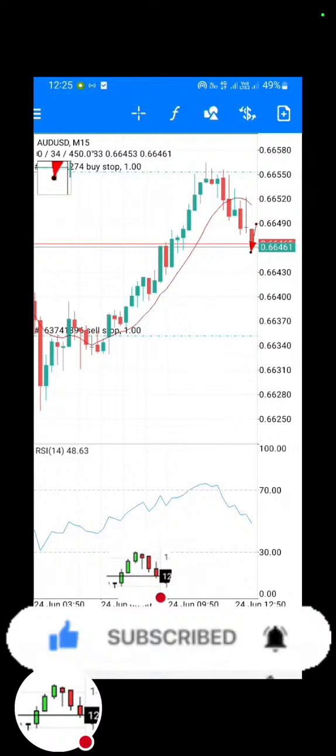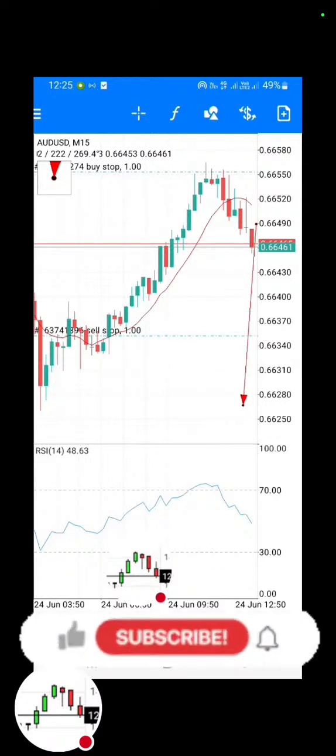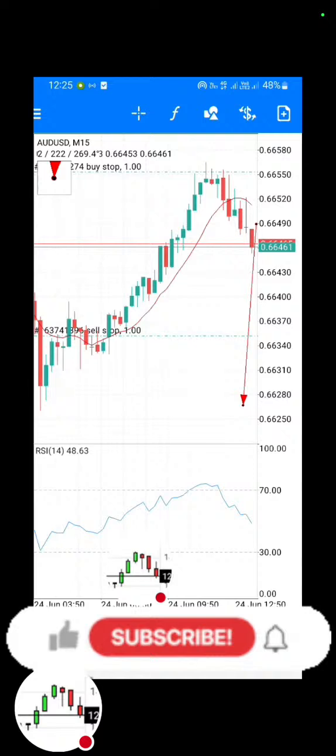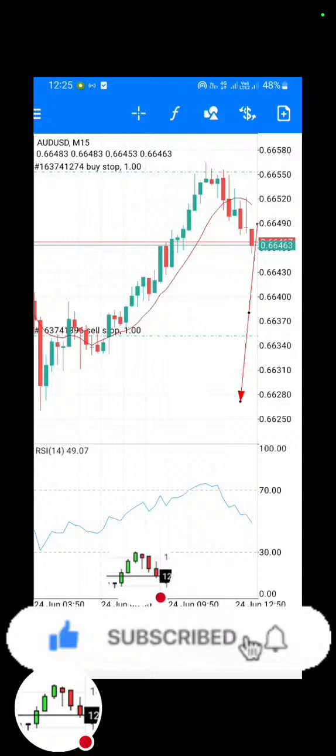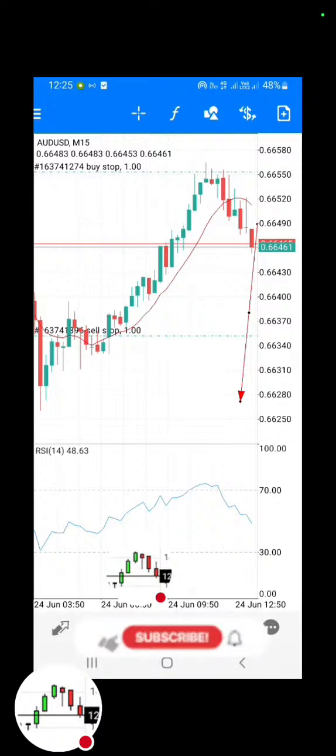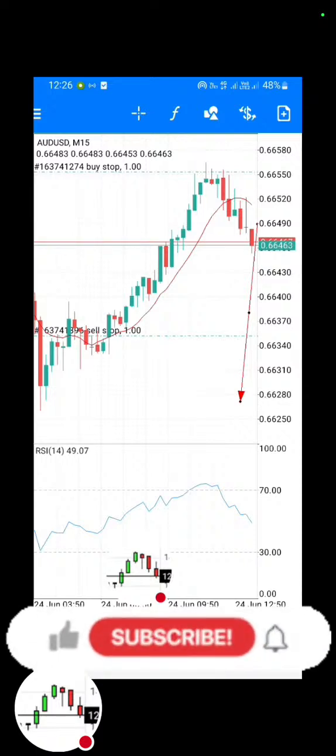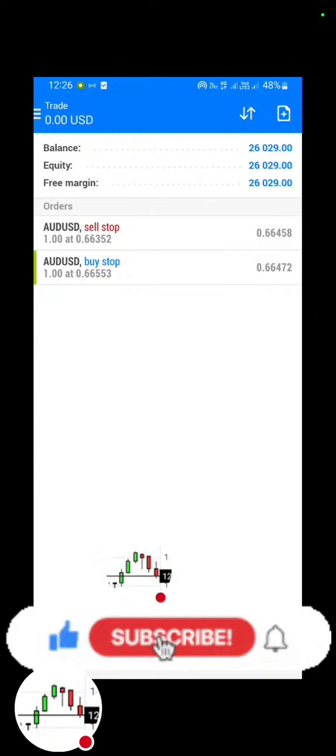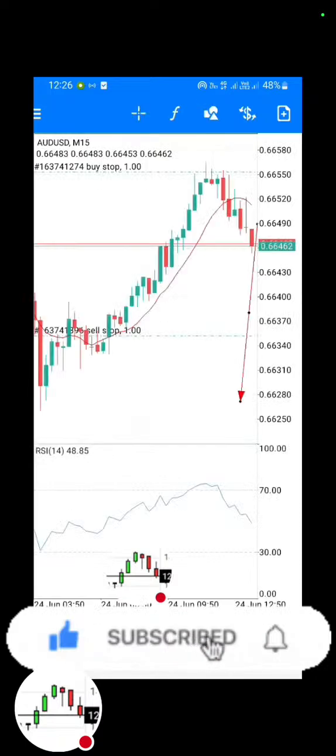After doing something like this, it's going to go down. Let's say it hits our sell stop. So you have to close the one that is not triggered. Let's say in this case the sell stop is triggered. You are going to close the buy stop. You will be in profit, a lot of profit.